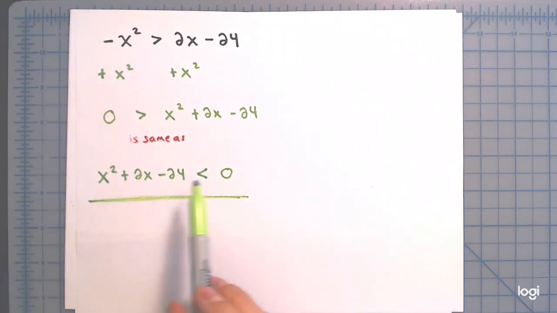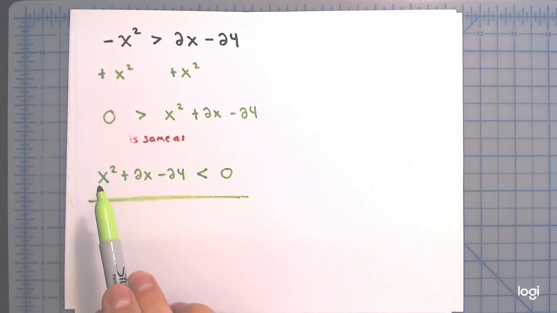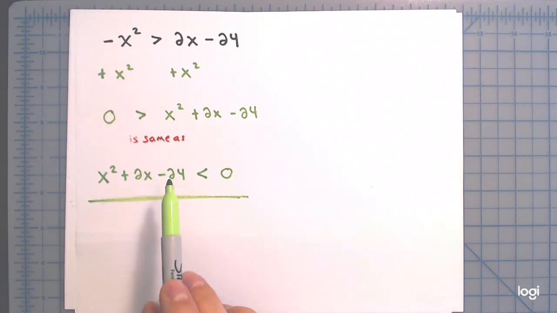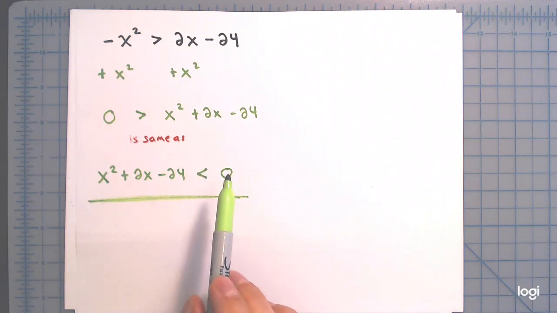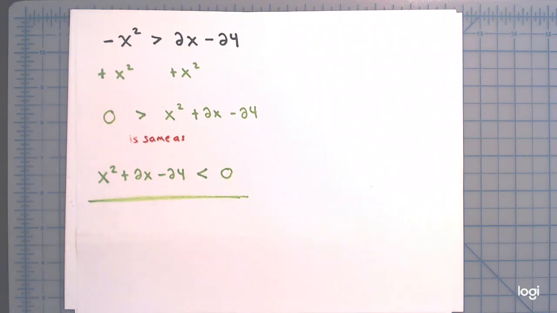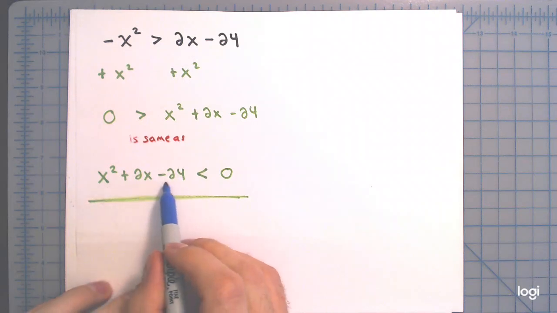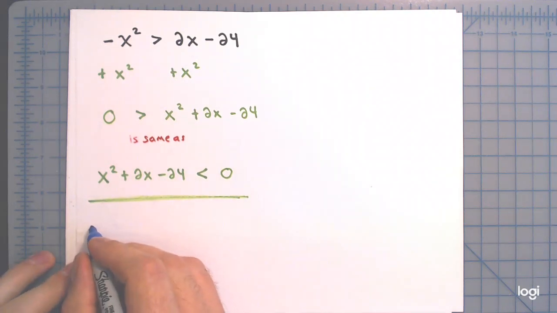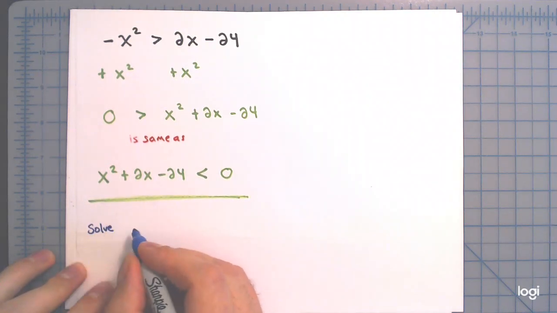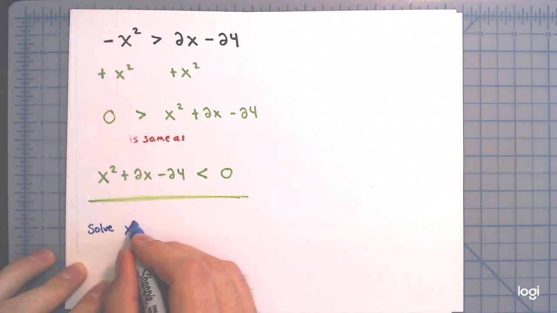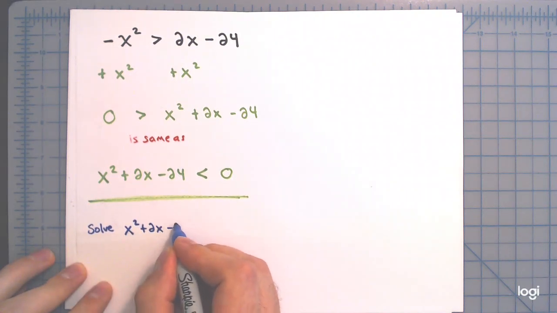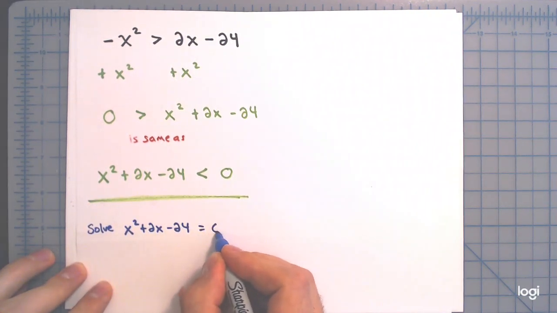All right, the way it looks here, I have it in the way I want. Ax squared plus bx plus c is less than 0, right? Everything on one side, 0 on the other. Then comes the part where I'm going to figure out where this expression equals 0. So I'm going to solve this quadratic equation: where is x squared plus 2x minus 24 equal to 0?